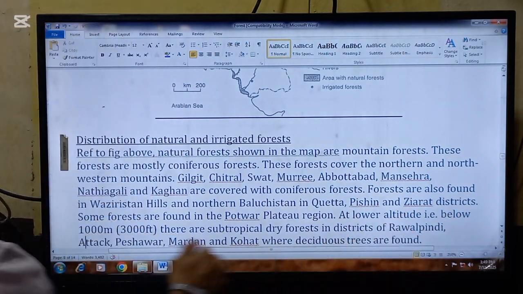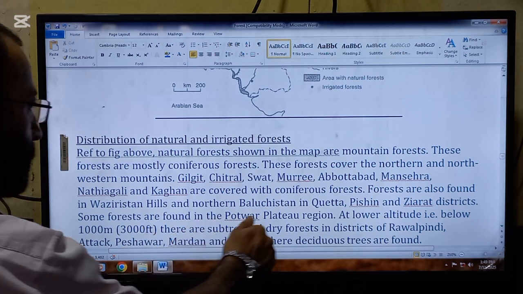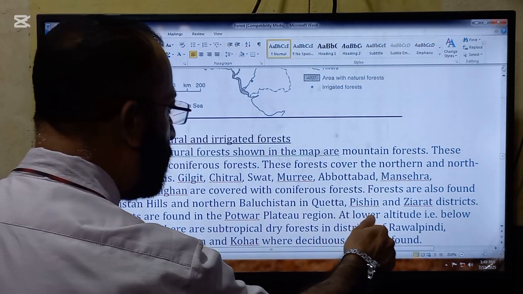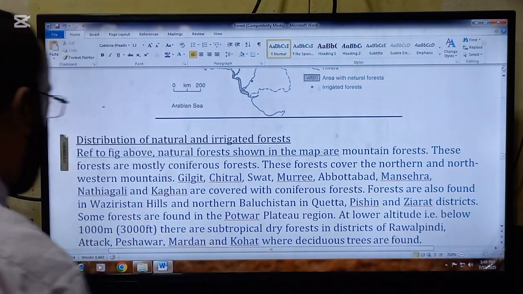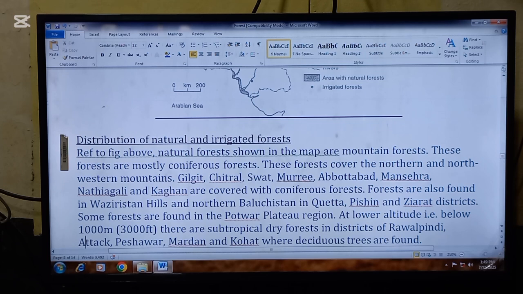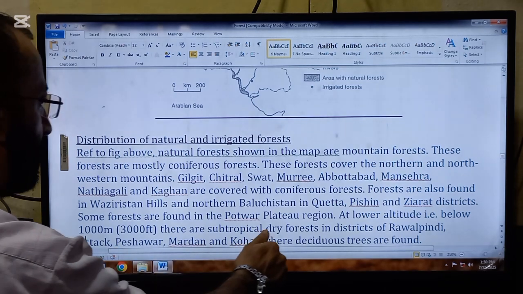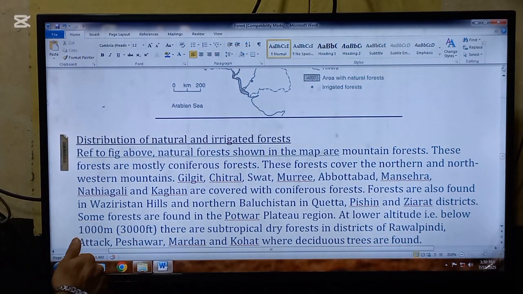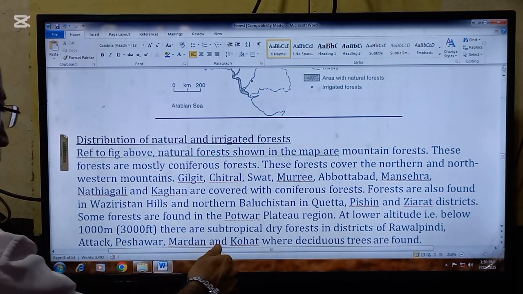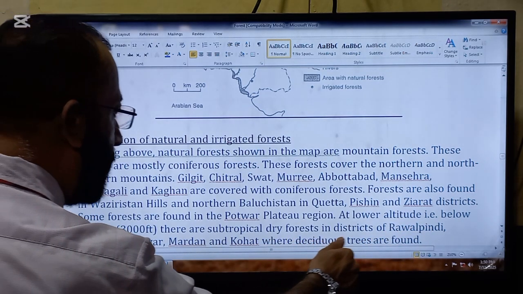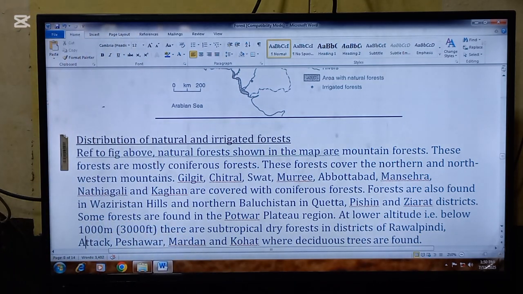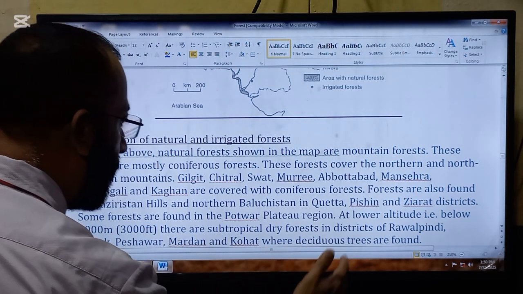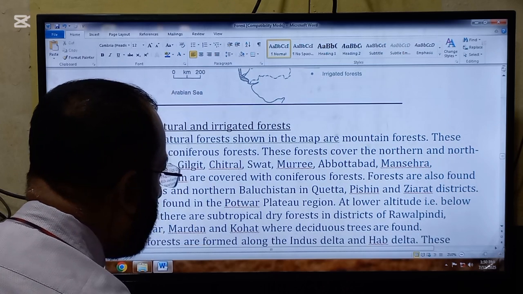Forests are also found in Waziristan Hills and northern Balochistan in Quetta, Pishin, and Ziyarat districts. Some forests are found in the Pothwar Plateau region. At lower altitude, that is below 1000 meters, there are subtropical dry forests in the districts of Rawalpindi, Attock, Peshawar, Mardan, and Kohat, where deciduous trees are found.